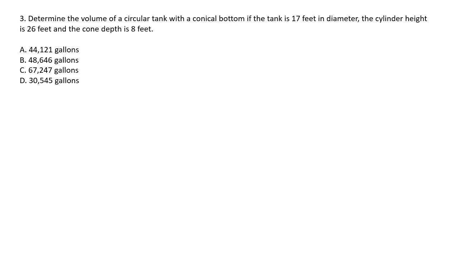Question number 3. Determine the volume of a circular tank with a conical bottom if the tank is 17 feet in diameter, the cylinder height is 26 feet, and the cone depth is 8 feet. A. 44,121 gallons, B. 48,646 gallons, C. 67,247 gallons, or D. 30,545 gallons.